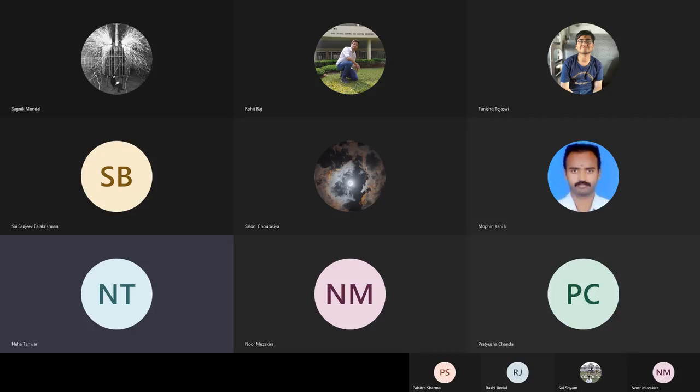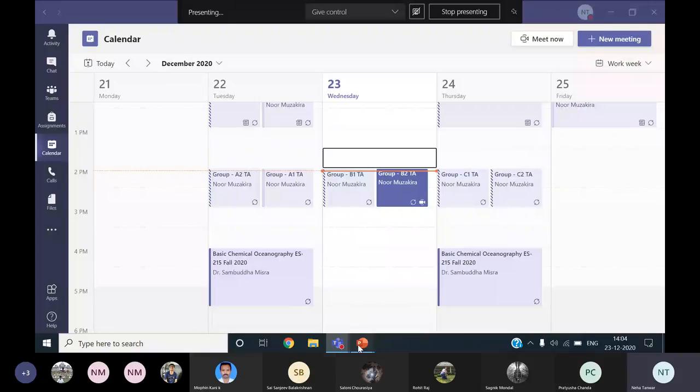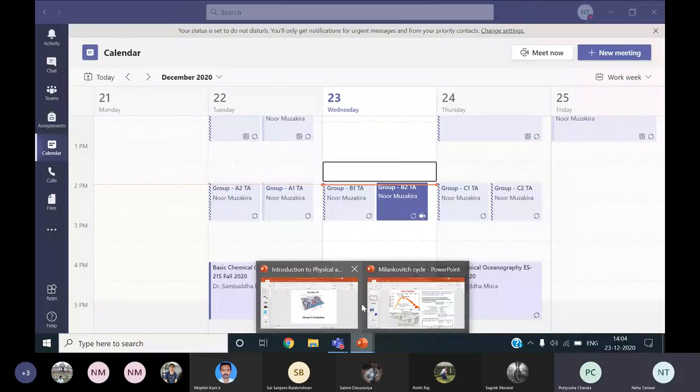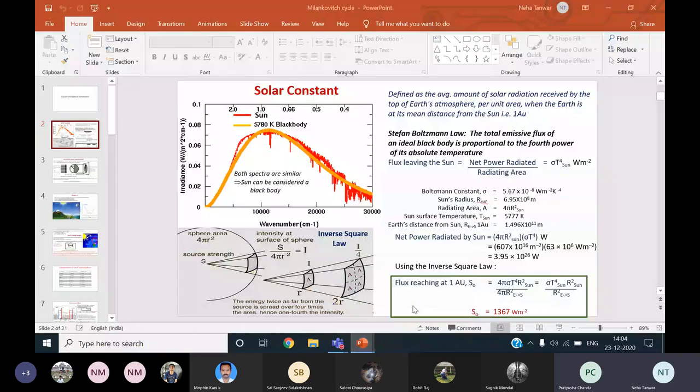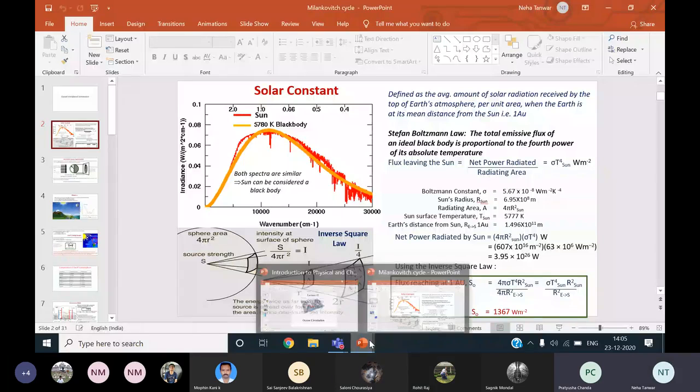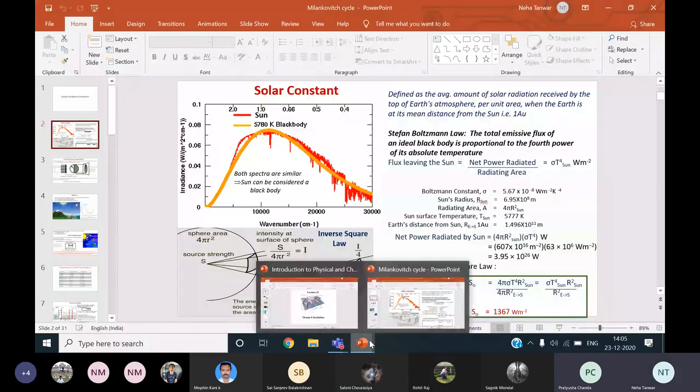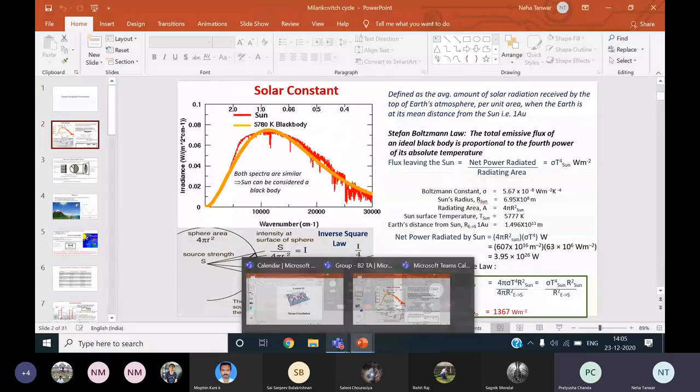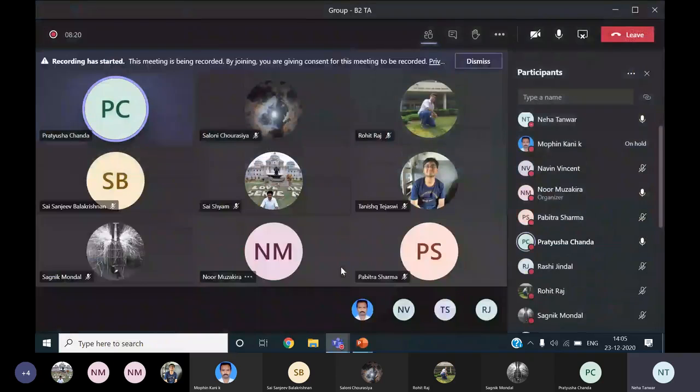If it's visible to you. Right now I'm sharing the solar constant slide. Is it visible? Yes, ma'am. Okay, and Pratyusha, you need to mute yourself. I can hear Deepak. Great, thanks. Okay, so this is visible.